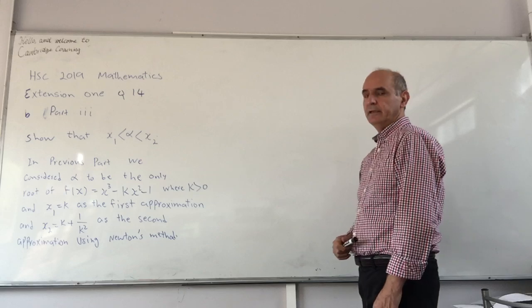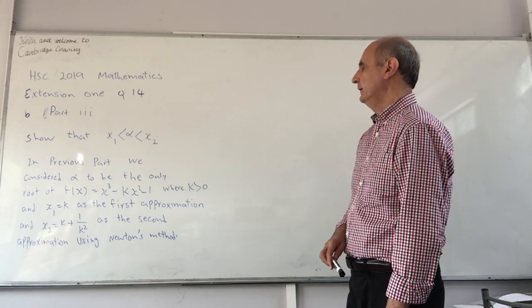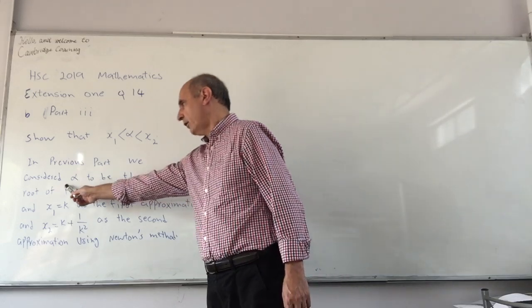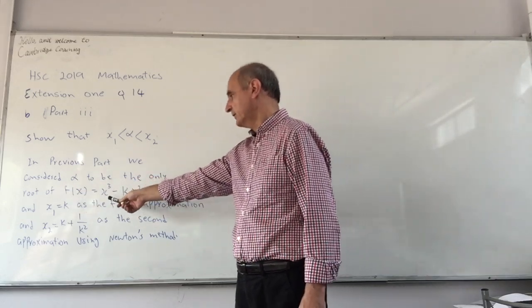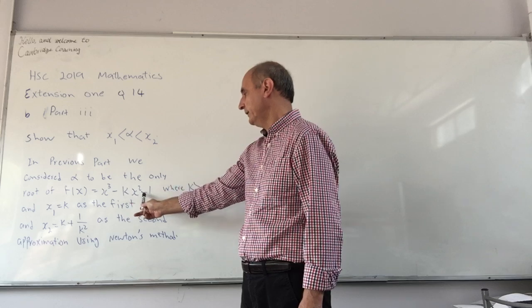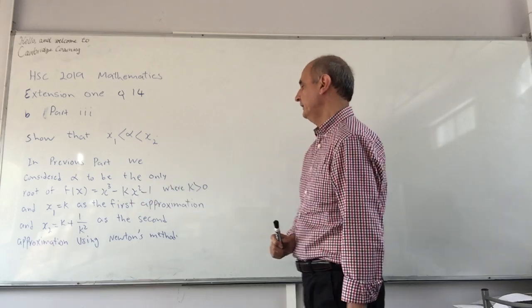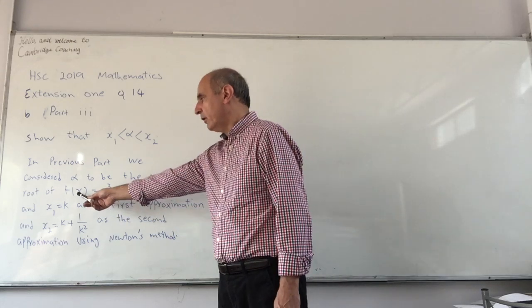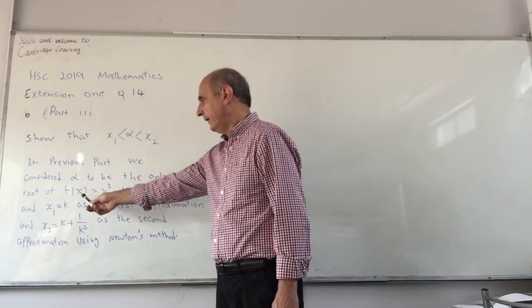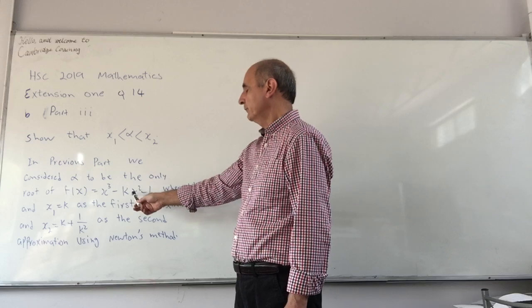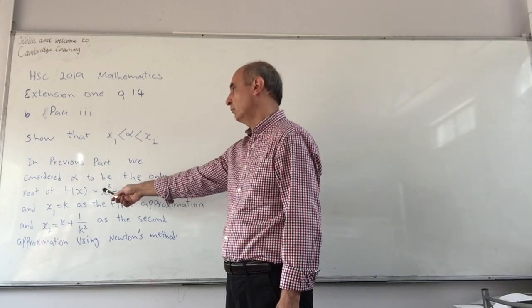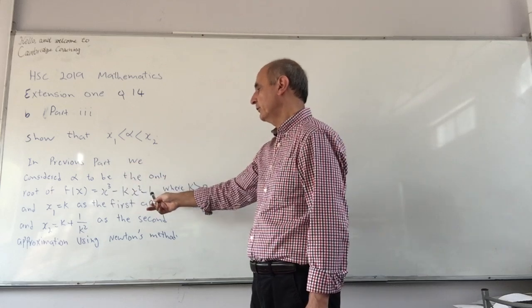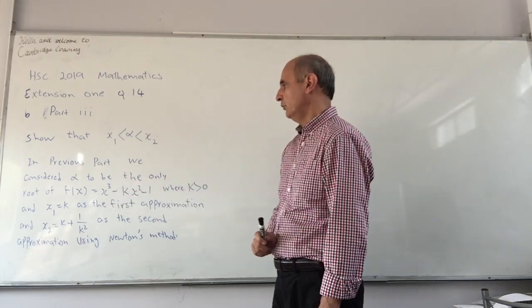If you remember, in the previous parts we looked at the function f of x equal to x cubed minus kx squared minus 1, where k was greater than 0. Alpha is the only real root of this function, or polynomial. So alpha is the only root for that polynomial.